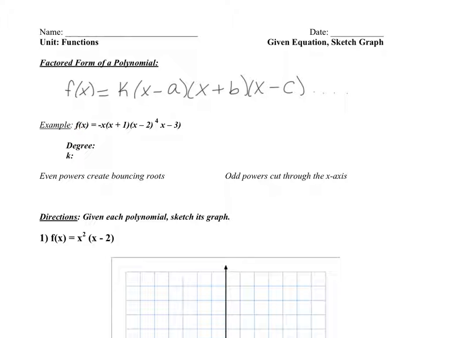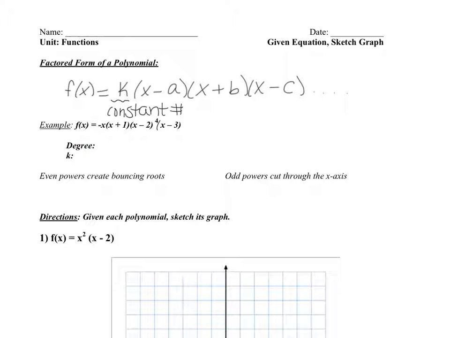Okay? So here's an example. We have f of x equals negative x, x plus 1, x minus 2 to the fourth, and x minus 3. Now the k is a constant. It's a number. And this number, whether positive or negative, tells us about the end behavior. So this is just missing a parenthesis here.